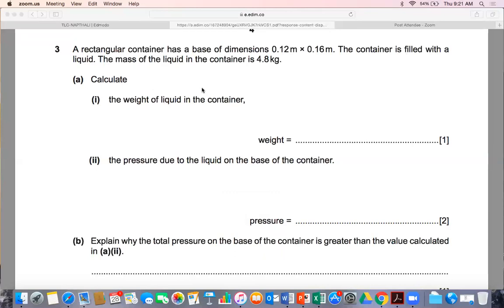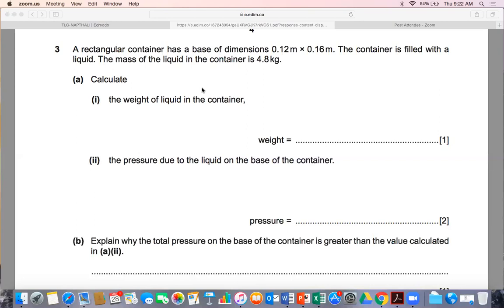Okay, so there's a reason why we times 10. The reason is, mass is in kg. What causes the weight of an object? Weight is acting towards what direction? Down. What is another force that is acting downwards?